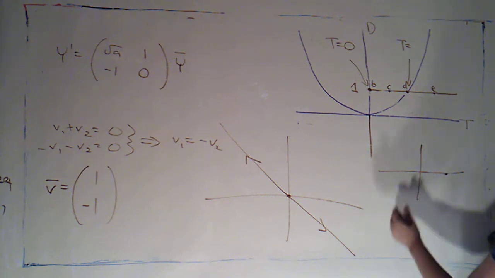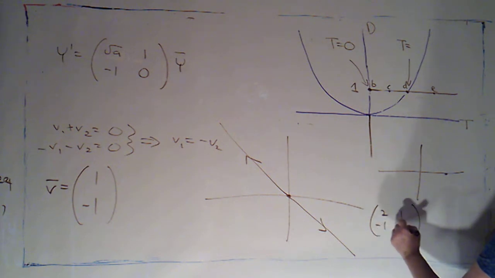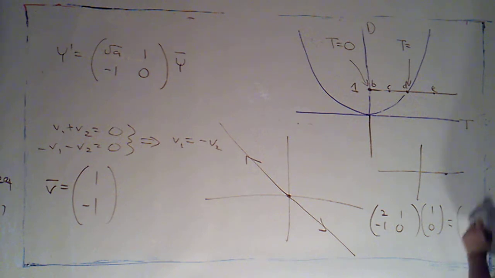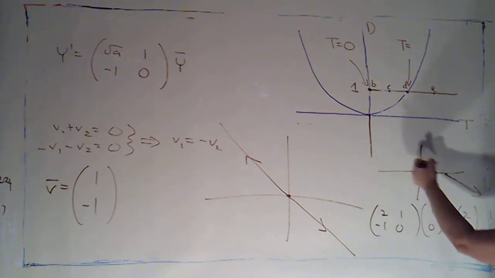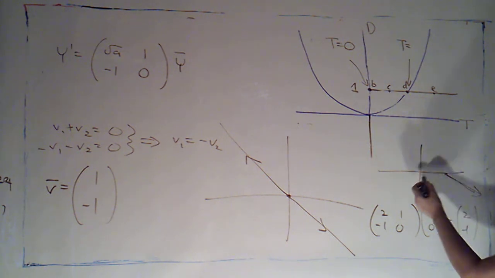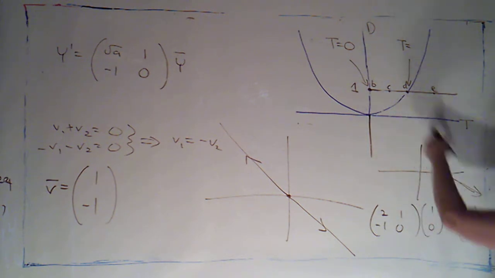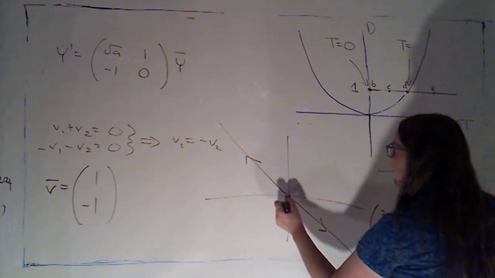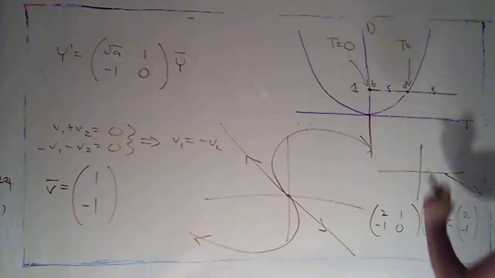Okay. And I'm going to take my matrix. So the matrix here was 2, 1, negative 1, 0. I'm going to multiply by 1, 0. And that's going to give me 2, negative 1. So at this point, we're going over 2, down 1. We're rotating this way. So that's wanting to spiral clockwise, because we're coming down as we cross through the x-axis. So I'm going to now draw wannabe spiraling going in a clockwise direction.